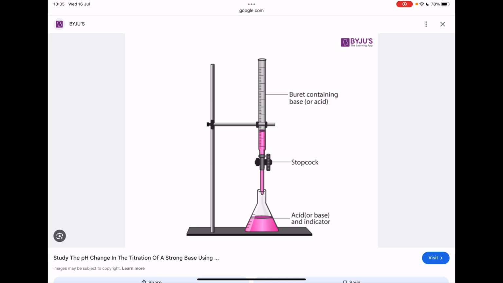A couple of things: we'll want to swirl the flask to ensure that the reactants are mixed. We'll want to place it on a white tile so that we can see the colour change. We want to only use a few drops of indicator. And in terms of rinsing, you need to make sure that you rinse your conical flask with distilled water beforehand, but you want to make sure you rinse your burette with the solution being used.